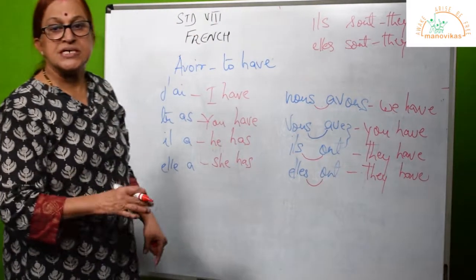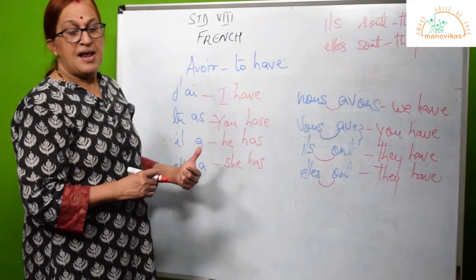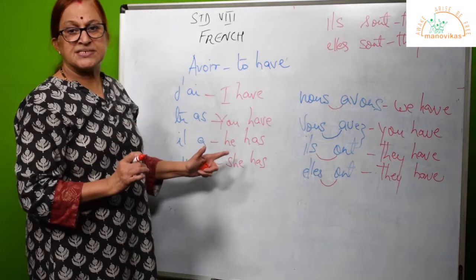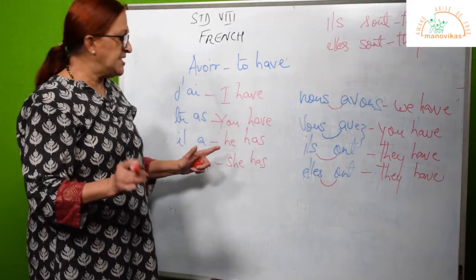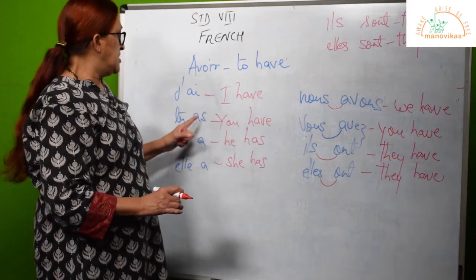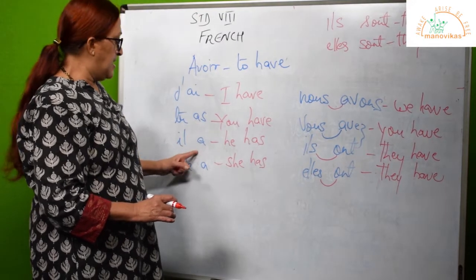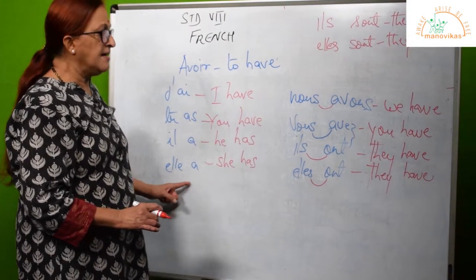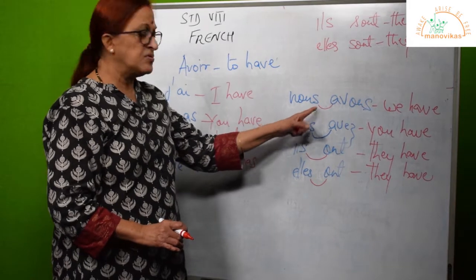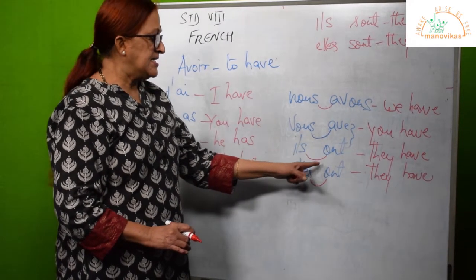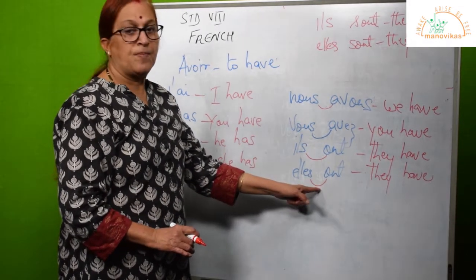You will have to learn this conjugation as well, the spellings and the pronunciation. So, repeat after me. J'ai, tu as, il a, elle a, nous avons, vous avez, ils ont, elles ont. So that is all.